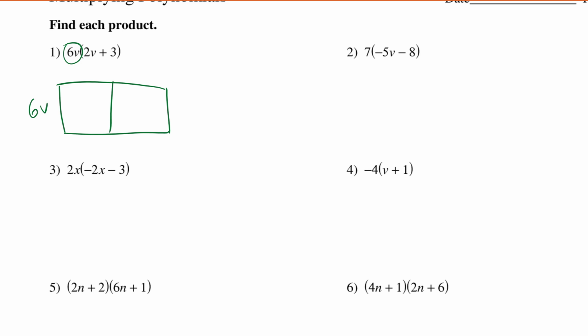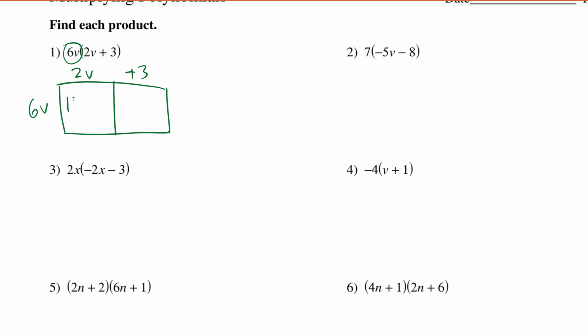That's one length of my rectangle. The other length of my rectangle is there. So that's the area of the rectangle I'm trying to find. We break it down into the two parts, our 2V and our plus 3. The area that's in here, how do you find that area? 6V times 2V.